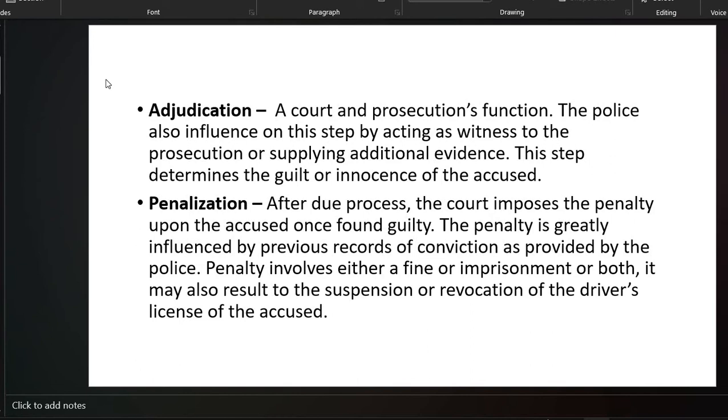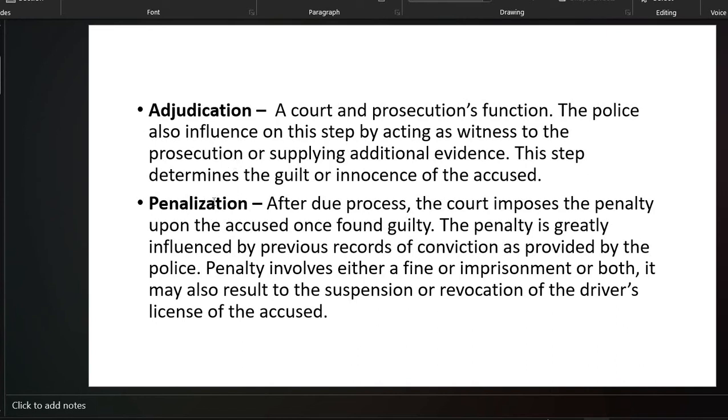Adjudication, ito madalas na natin itong narinig itong salitang adjudication. Ito sa court and prosecution function. Okay, trabaho na po ito ng korte, hindi na po ito trabaho ng police. The police also influence this step by acting as a witness to the prosecution or supplying additional evidence. This step determines the guilt or innocence of the accused. So, ang role ng PNP, of course, to provide sufficient evidences that will give or suffice the allegations against the one who is violating the rules and regulation.